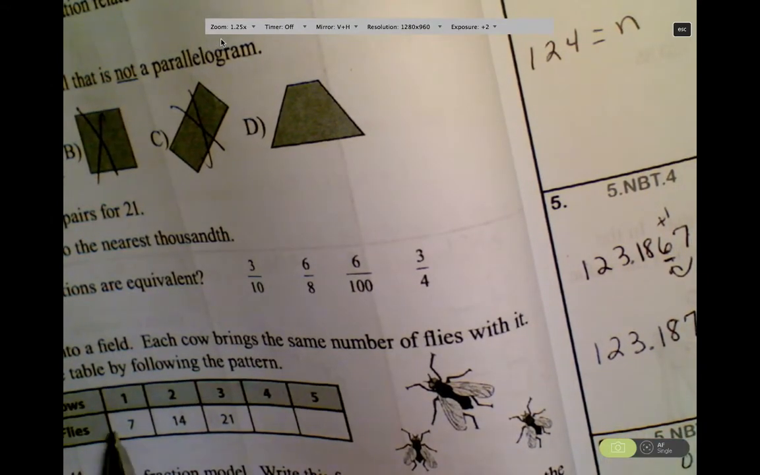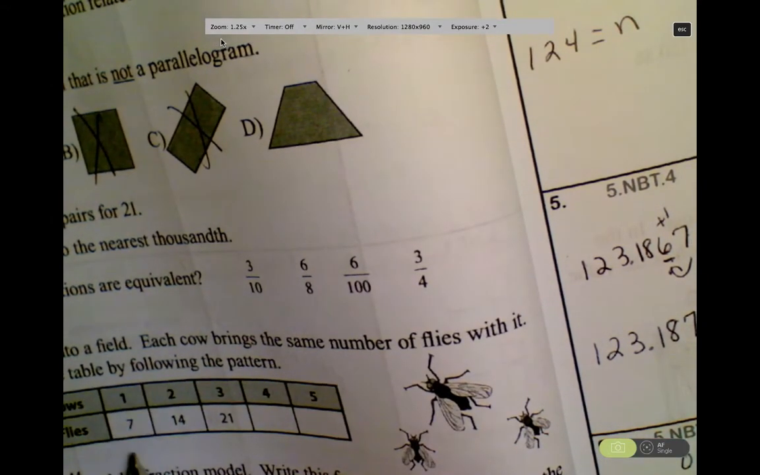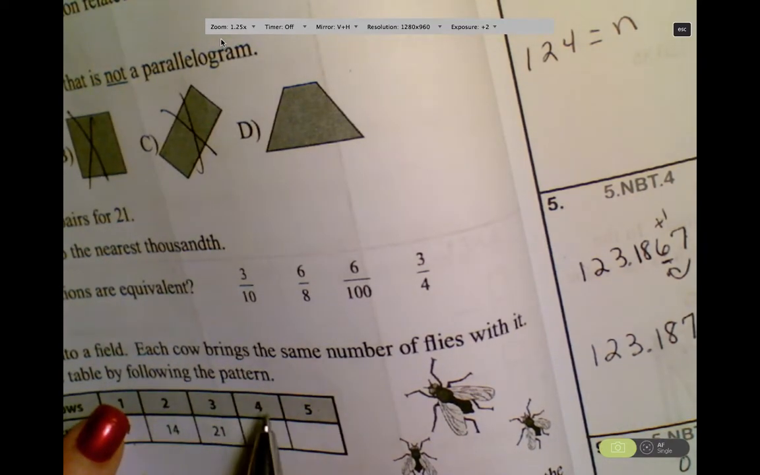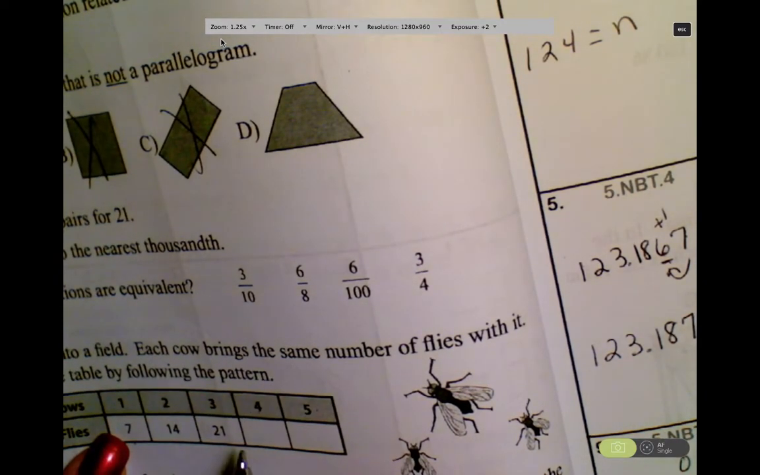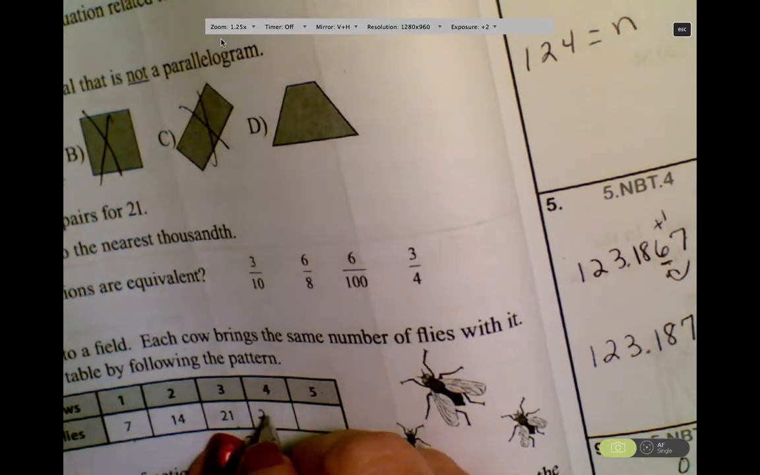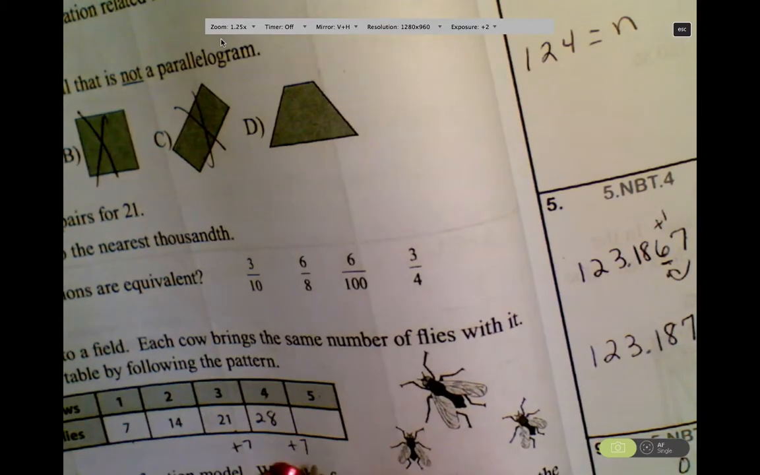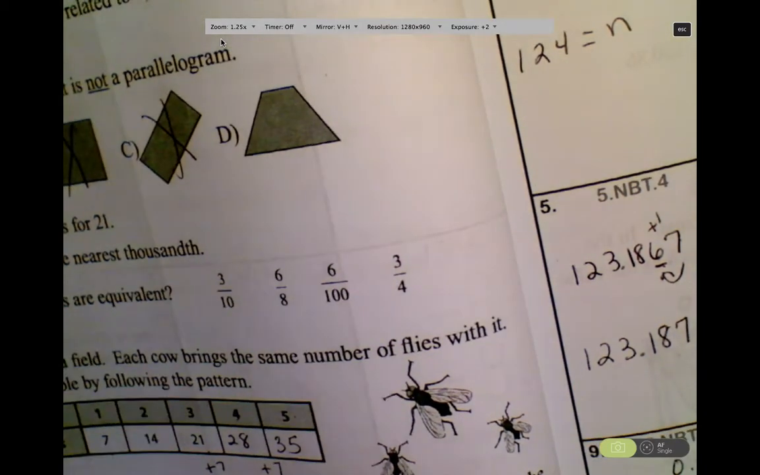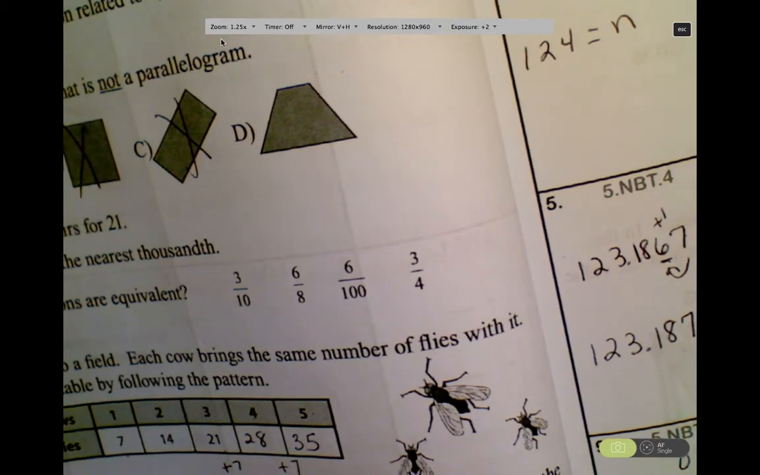Okay, if I look at this next question, it's asking me to fill in this pattern. And it says for every one cow, there are 7 flies. So I notice that this is increasing by 1, and this pattern is increasing by 7. So all I'm going to do is add 7 to this, and that's 28. Add 7 to this, and that is 35. And there I go, my two answers, 28 and 35.